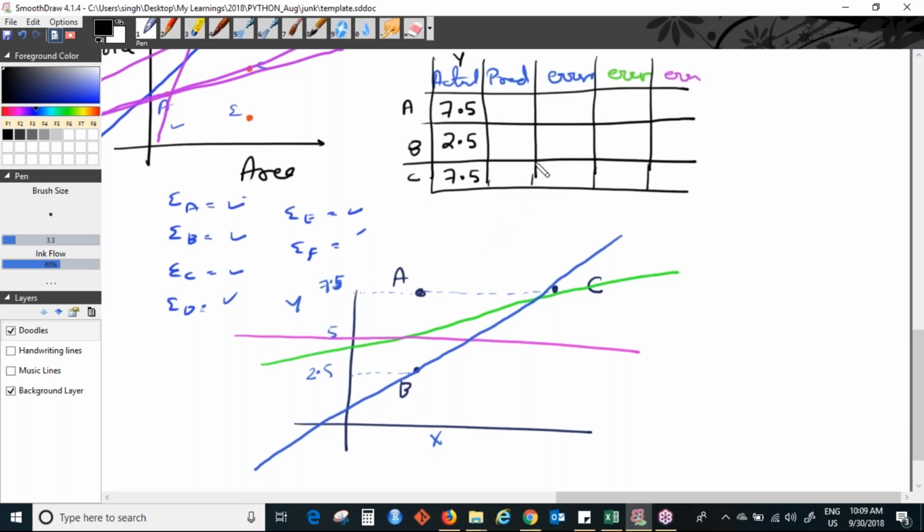So let's find the predicted value. Let's find the predicted value for the blue line. What is the predicted value for point A, for the blue line?